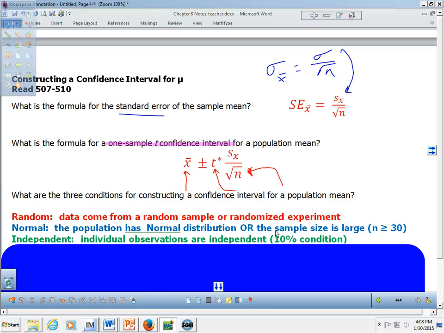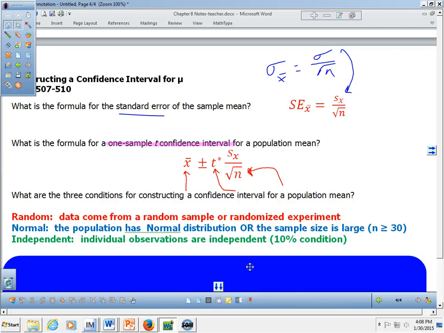Again, that turns into a t-curve because we have to use s sub x in our standard deviation calculation, so that ties into our critical value. And then, of course, in order to use this standard deviation calculation, we have to make sure that our observations are independent. In other words, not sampling more than 10% of the population. All the same type of stuff. It just looks a little bit different as far as the normal condition is concerned.